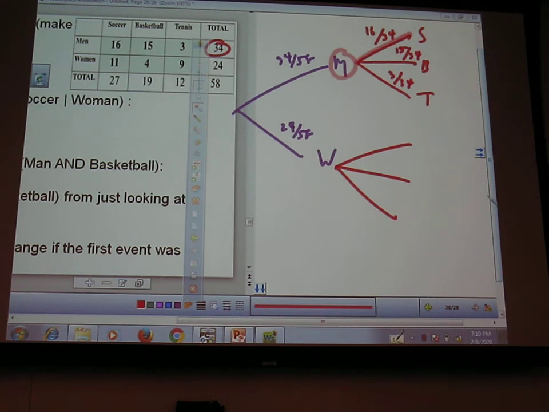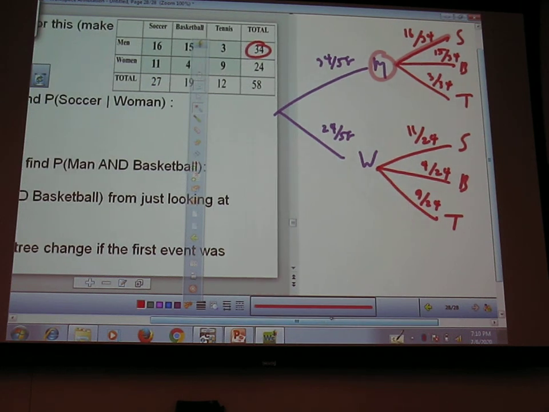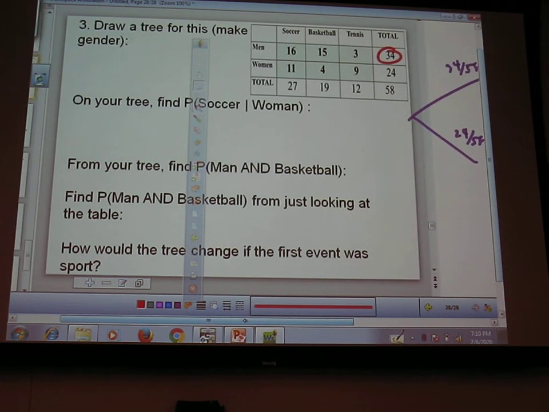All right, so let's take a look at this one. Women: soccer, basketball, tennis. There's 24 women. How many play soccer? 11 out of those 24. How many play basketball? 4 out of those 24. And then 9 out of the 24. Great. Now, probability of soccer given women.